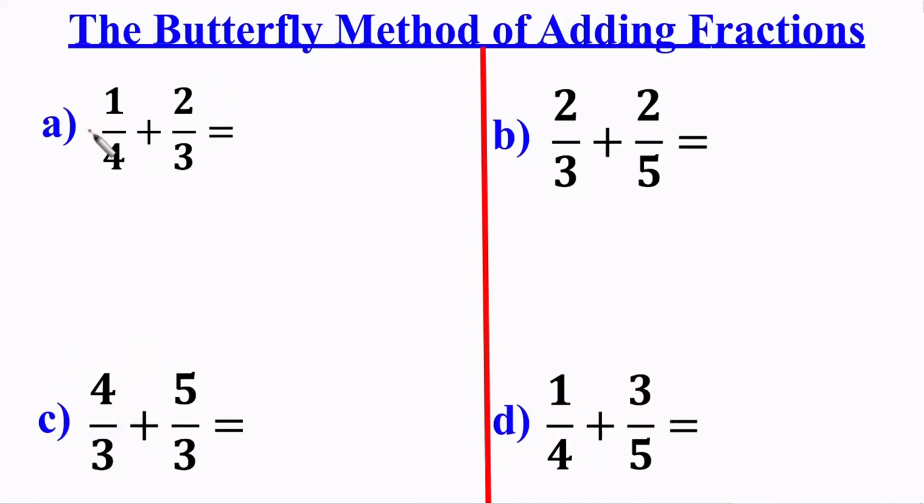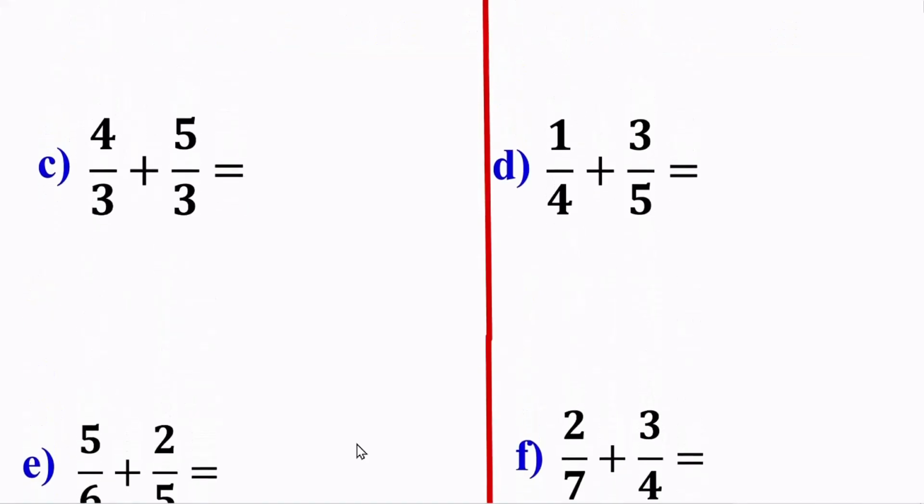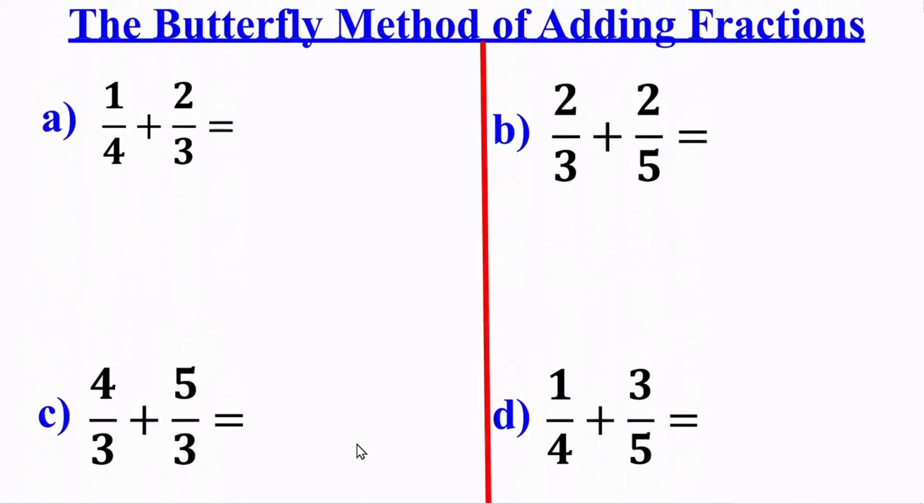So we have part A up to part F. And we are going to have a step-by-step breakdown of how we can add fractions using the butterfly method. And it is the easiest method one can use. So for part A, we have 1 divided by 4 plus 2 divided by 3. As we look at this, we have two fractions. They are a quarter and then 2 out of 3.